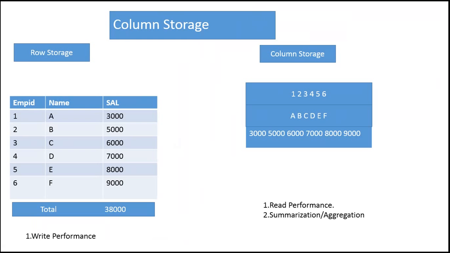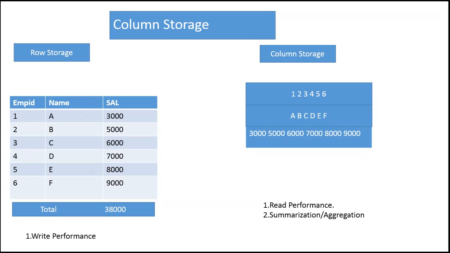In traditional databases like Oracle or SQL, they follow only row storage, there is no column storage. Remember it. Suppose I am using row storage, what are the advantages and disadvantages of using row storage? This is the row storage format table. I have an employee ID, name, and salary in this table. I have data also.